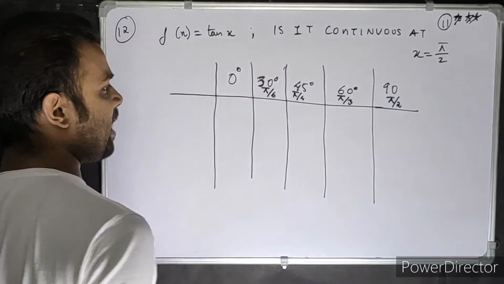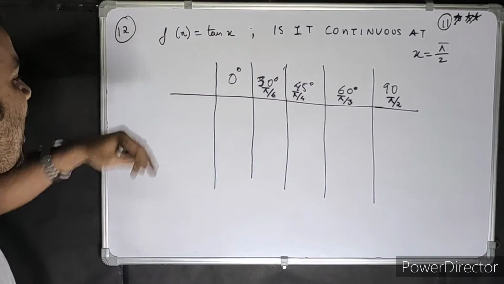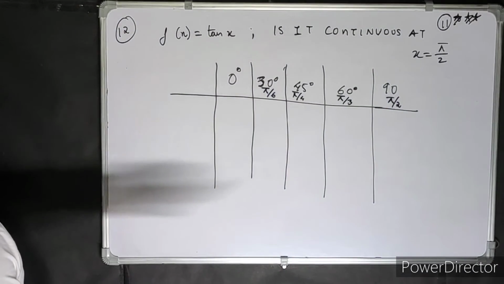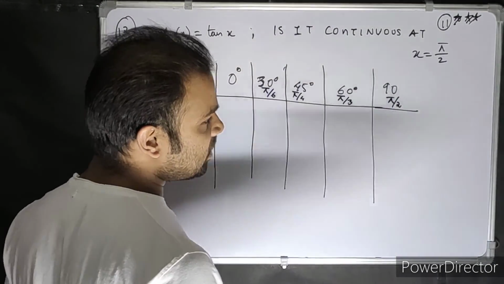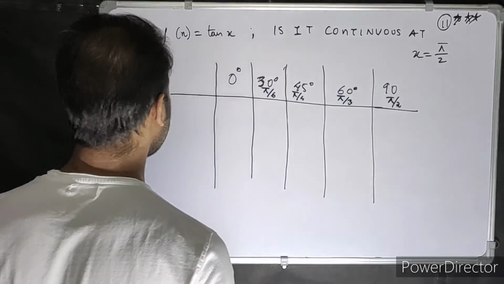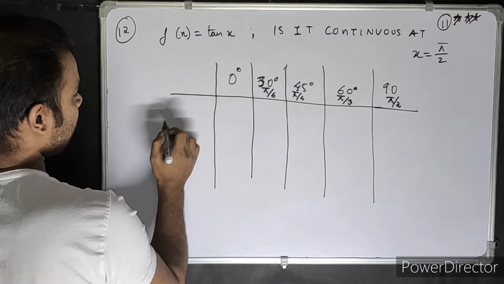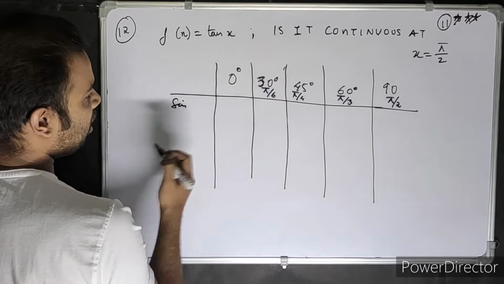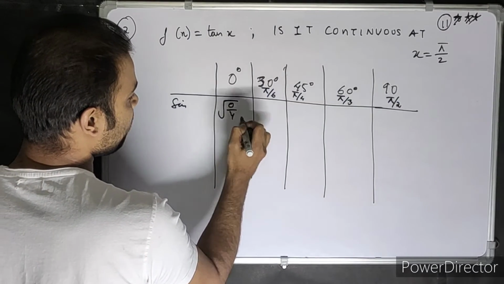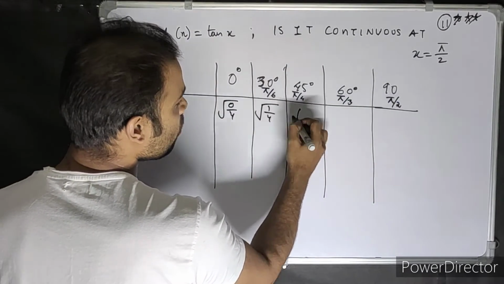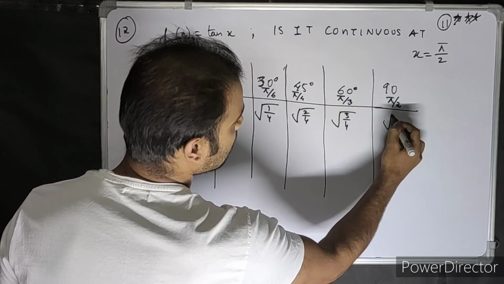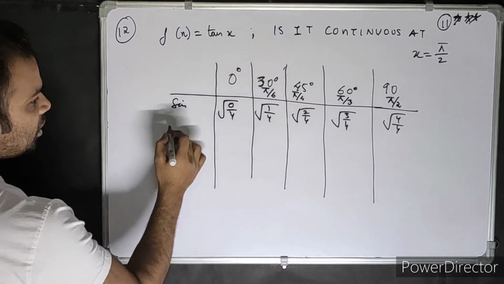So they are talking about pi by 2. They are talking about this column for tan, whether the function is continuous or not. So first you have to check whether the function is existing. If the function does not exist at that point, it cannot be continuous. So let's check sine 0 degree, sine 30 degree. First one 0 by 4, second one 1 by 4, third one 2 by 4, then 3 by 4, then 4 by 4. Finished for sine.